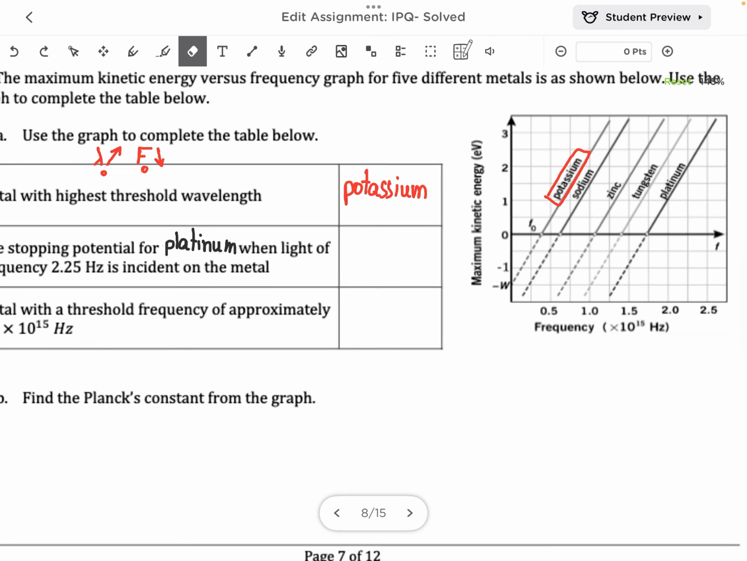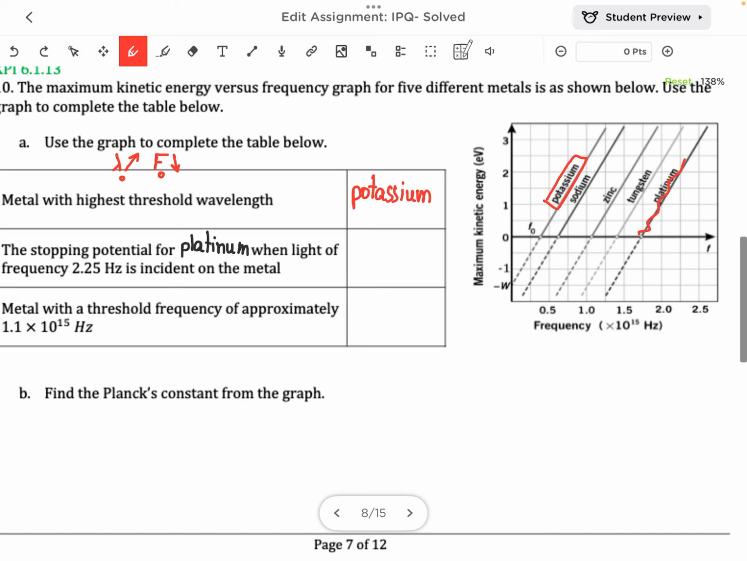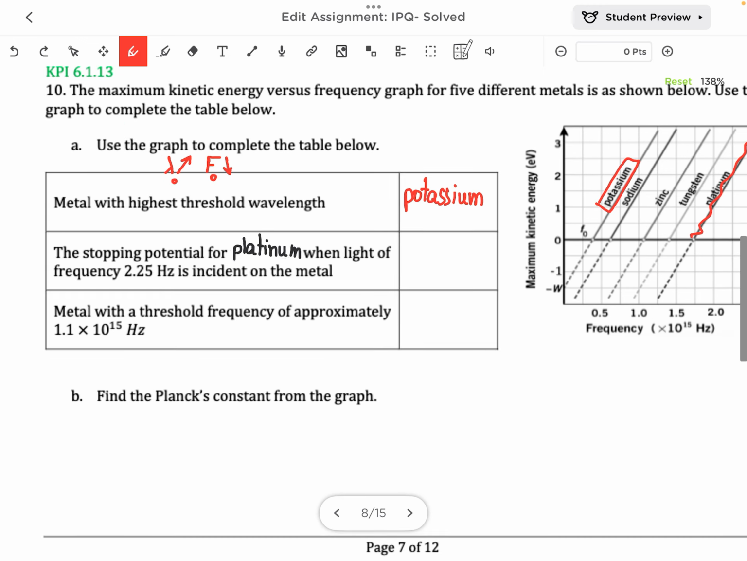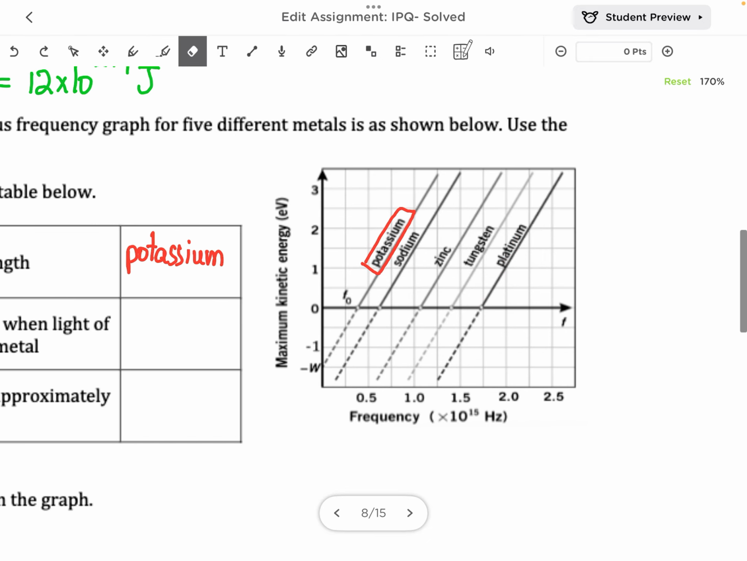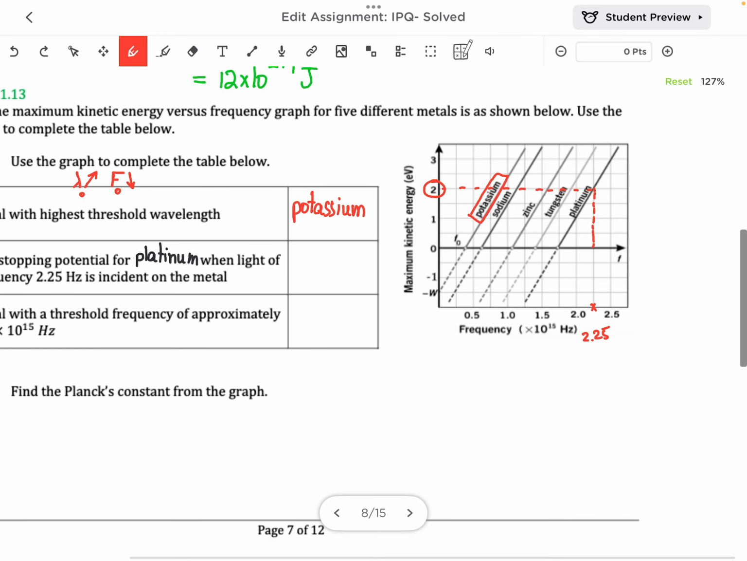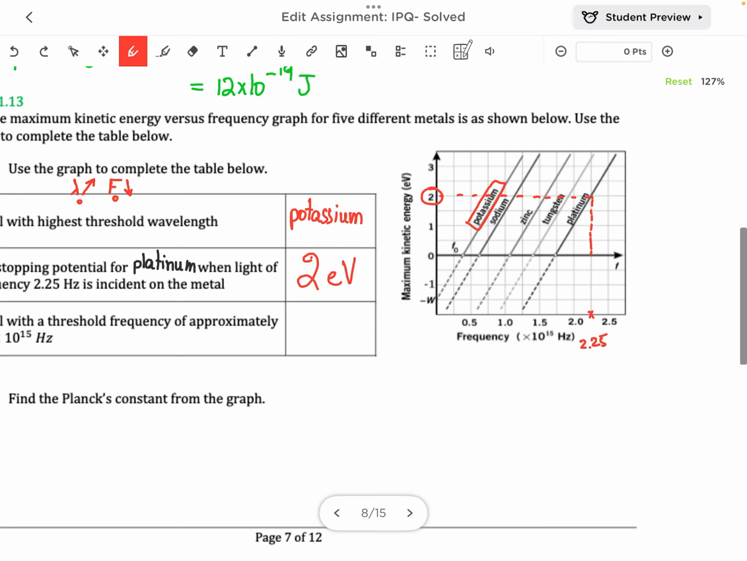However, the stopping potential for platinum, so I'll go and check platinum only, when light of frequency 2.25 is incident on the metal. So let me concentrate on platinum. When the frequency is 2.25, I'll go and check the stopping potential. But pay attention, it is not 2 eV, no, it is 2 volt. Because the kinetic energy, as we said a bit earlier, is related to the stopping potential by a factor of 1. So it's the same value but different units.